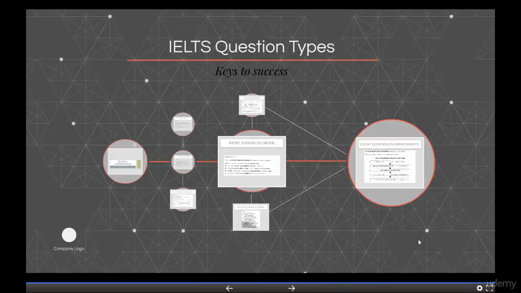All right, so those are our IELTS question types, and it's really important that you know them. So we have some more to look at. This is just the IELTS question types part 1. So let's move on and take a look at IELTS question types part 2.